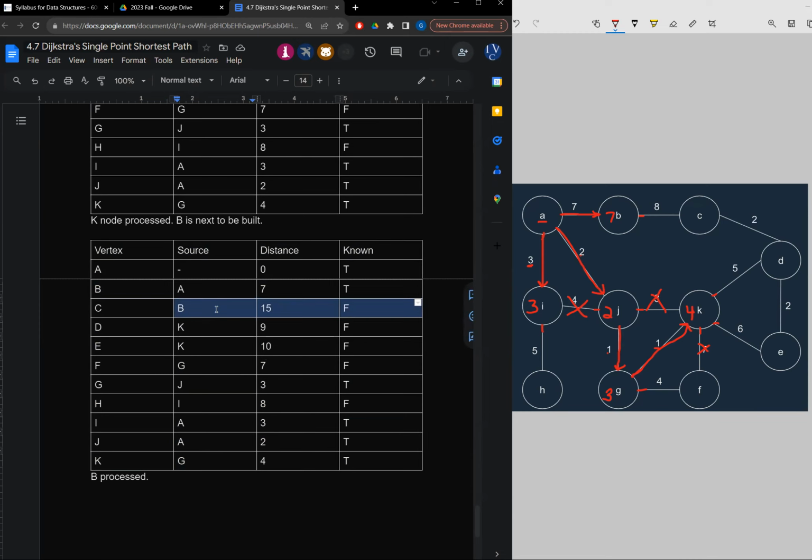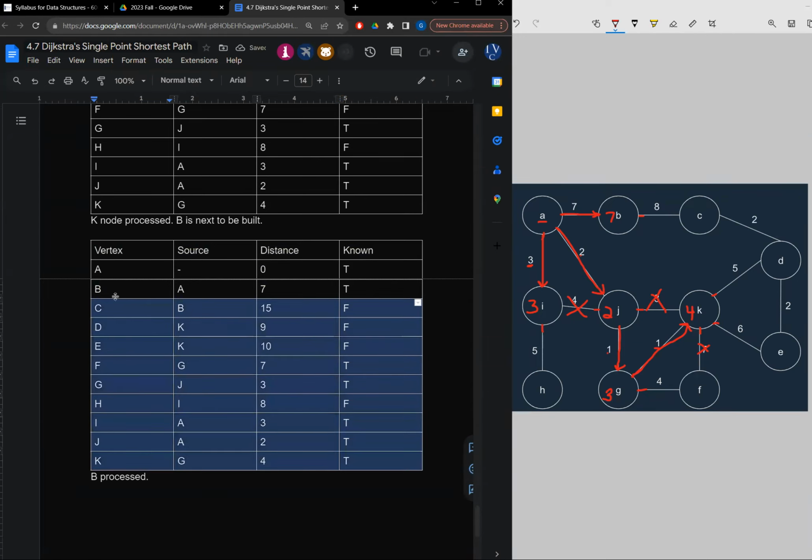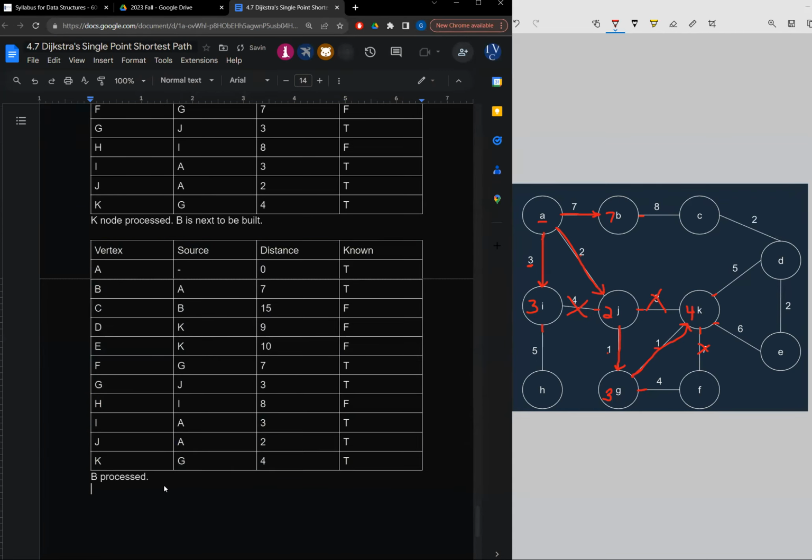All right, so the first path we could build to C for 15. Could build to D for 9. 9 is better than 15, so we'll disregard building to C for now. Could build E for 10. That's not better than 9, so we'll disregard. Could build F for 7. 7 is less than 9, so this would be a shorter path to build. Alternatively, we have H, and H is more than 7, so we will build to F. Want to build the shortest path. B is processed. And F is next.